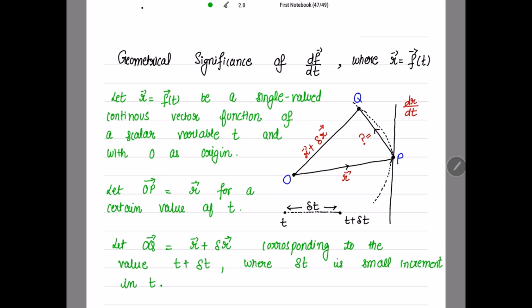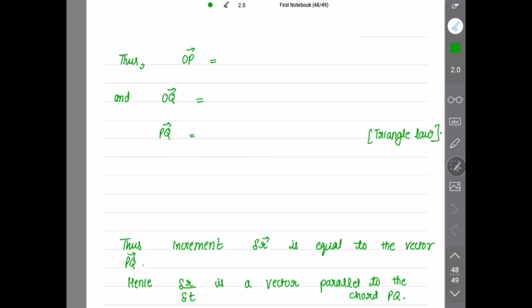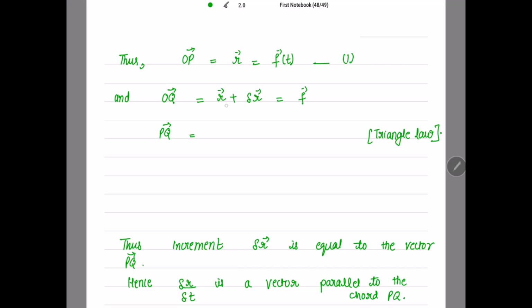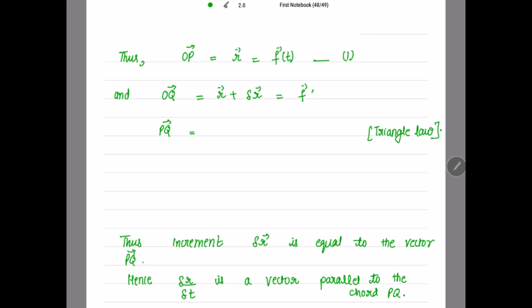Now let's check the value for the PQ vector, what it comes. So this OP vector is equal to r vector, which is f of t. Fine, take this as your 1. And OQ vector is r vector plus delta r vector, this is equal to, yes, if r vector is equal to f of t, then r plus delta r vector is equal to f of t plus delta t. Very good. So take this as your 2.